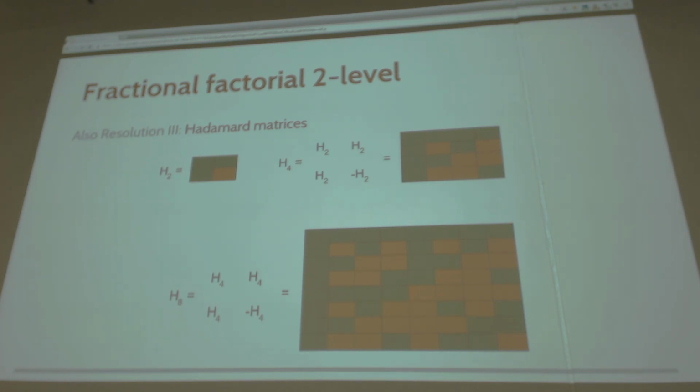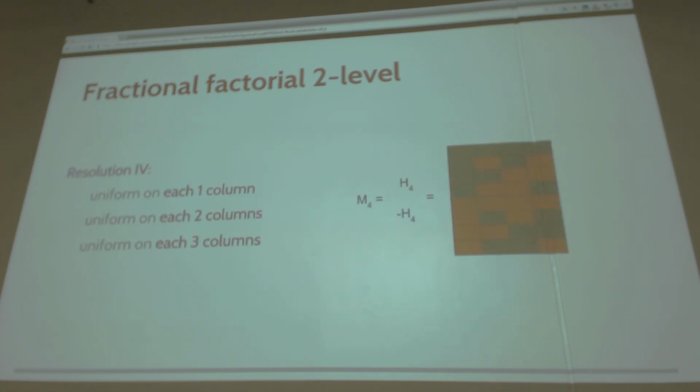There's a way to make it even better if you stick to a matrix like this and this negation together. Yeah, so you get a design that's uniform on 3 columns. I was mistaken when talking about it on the previous slide. So here you have 4 parameters and 8 points, and any 3 parameters are basically covered uniformly.